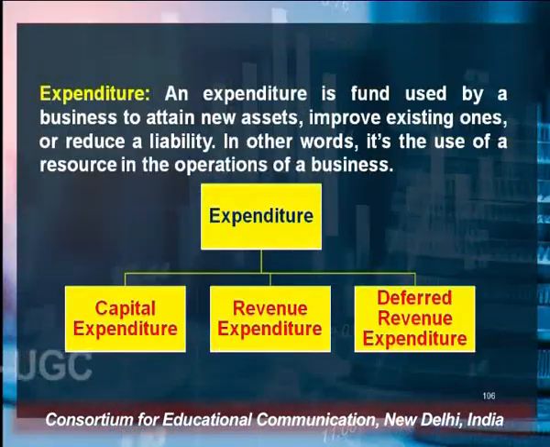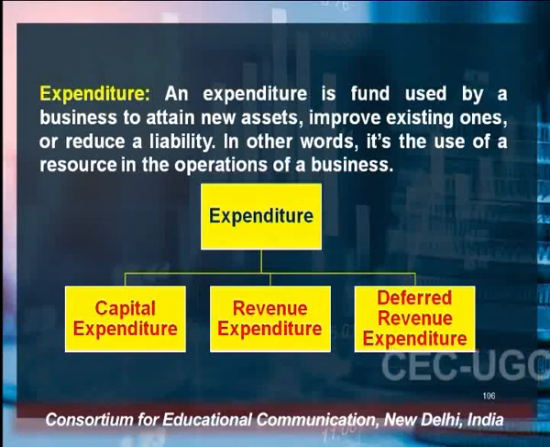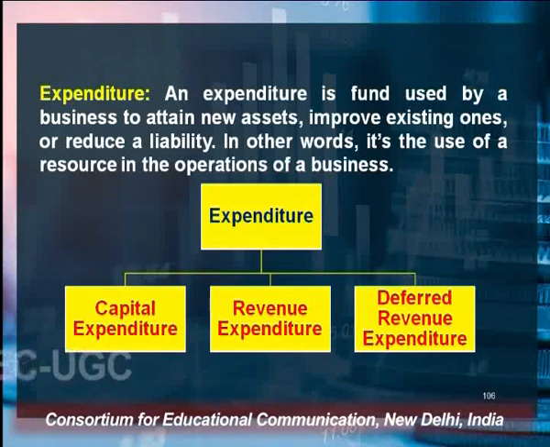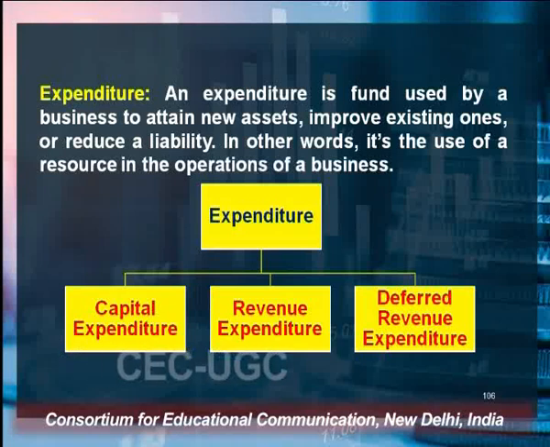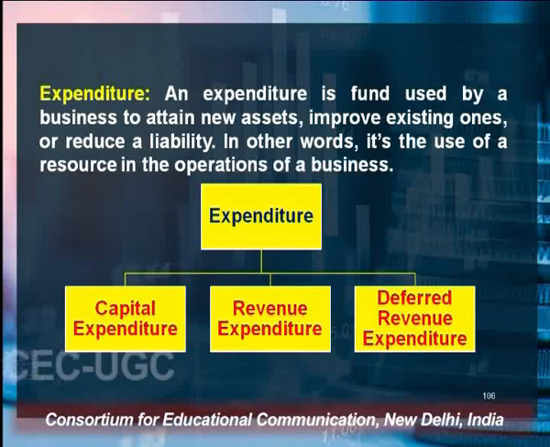So in accountancy, there are two main things. One is receipt and one is expenditure. What is expenditure? An expenditure is a fund used by a business to attain new assets, improve existing ones, or reduce a liability. In other words, it is the use of a resource in the operation of a business. This expenditure is classified into three categories: capital expenditure, revenue expenditure, and deferred revenue expenditure.